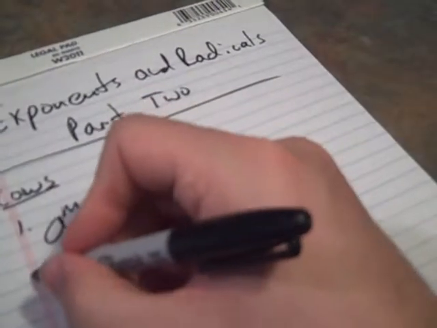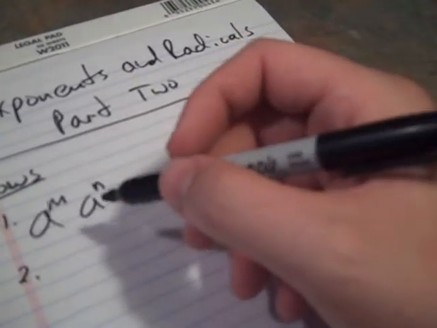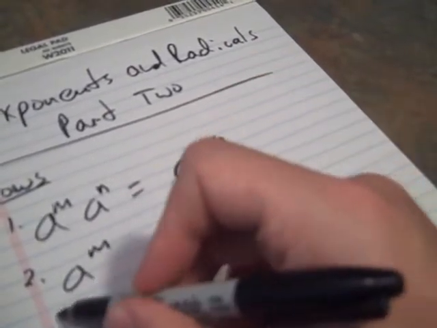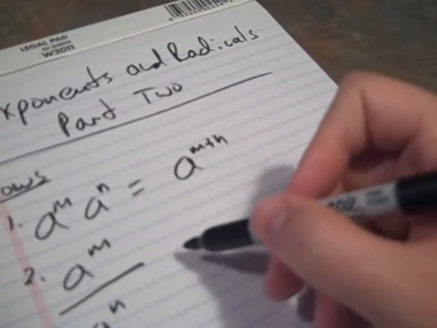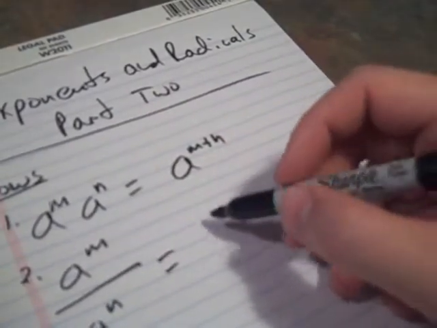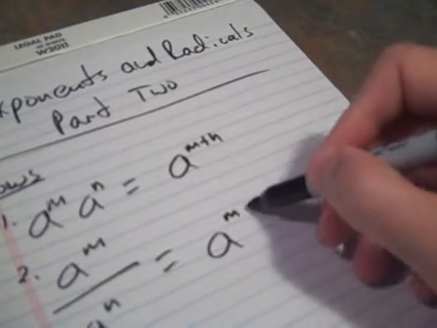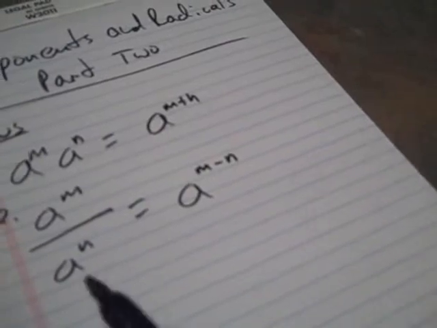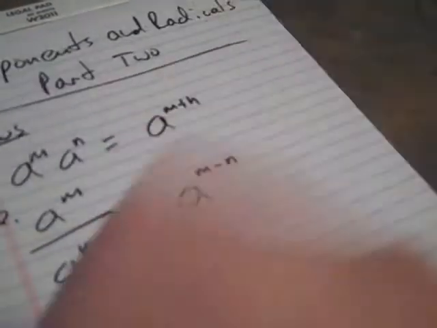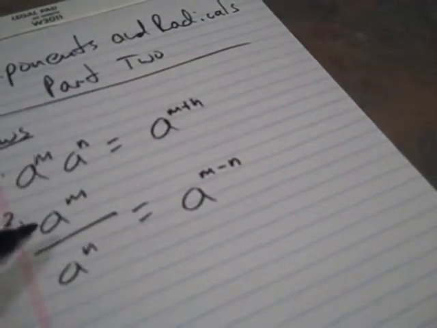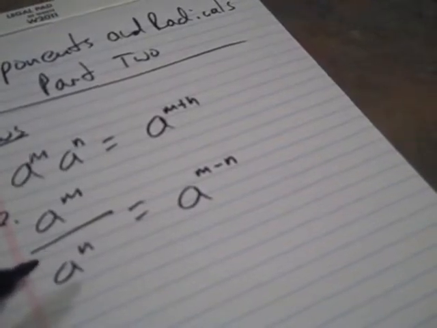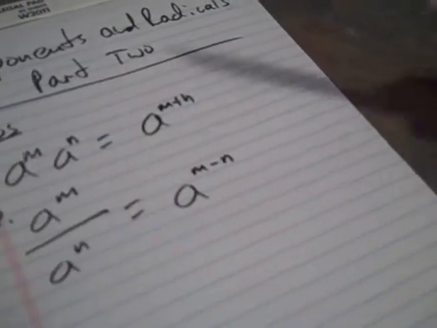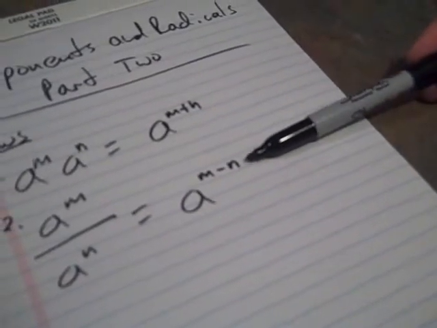Alright, law 2 is a to the m over a to the n equals a to the m minus n. So to divide two powers of the same number, a, and the powers would be m and n, you subtract the exponents, subtract the powers.